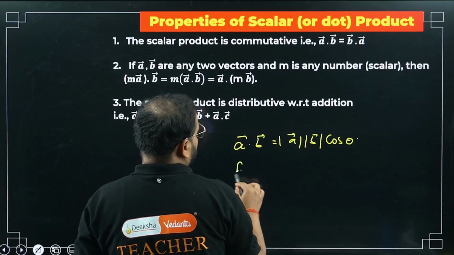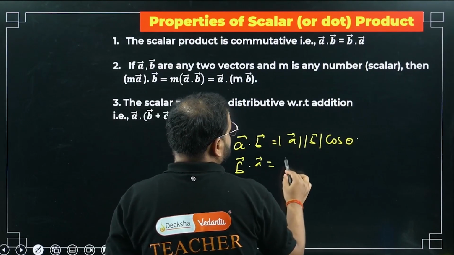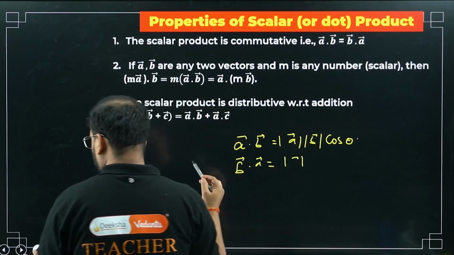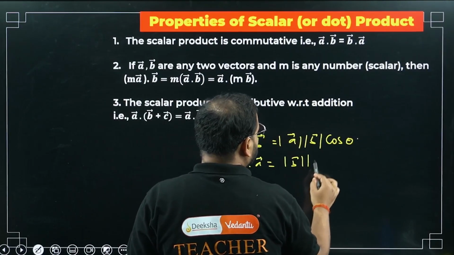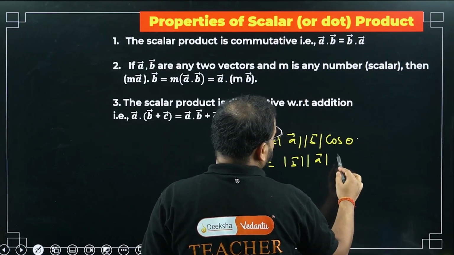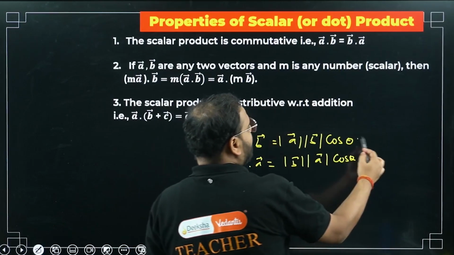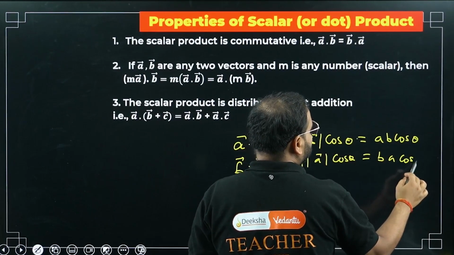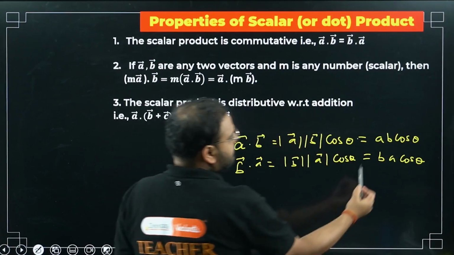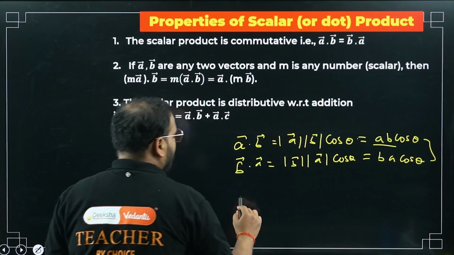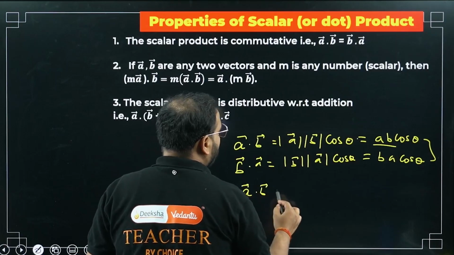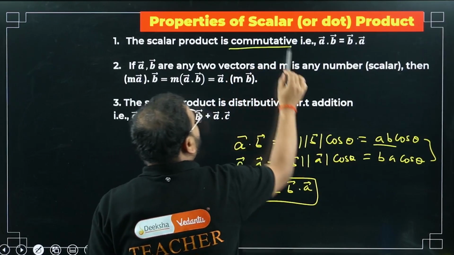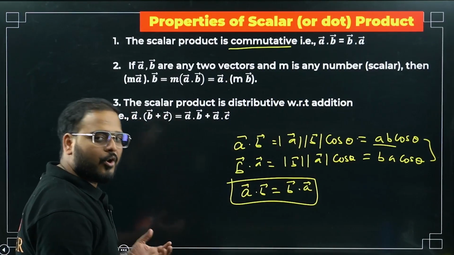Right? Same way, if we write vector b dot a, what's the answer? Vector b modulus, vector a modulus, and cos theta. You can write this also as ab cos theta, and this as ba cos theta. So ab and ba are same, right? So if these two values are same, of course, what I can write from here? That vector a dot b or vector b dot a, answer is going to be same. That's why the result is commutative. Dot product is always commutative in nature.